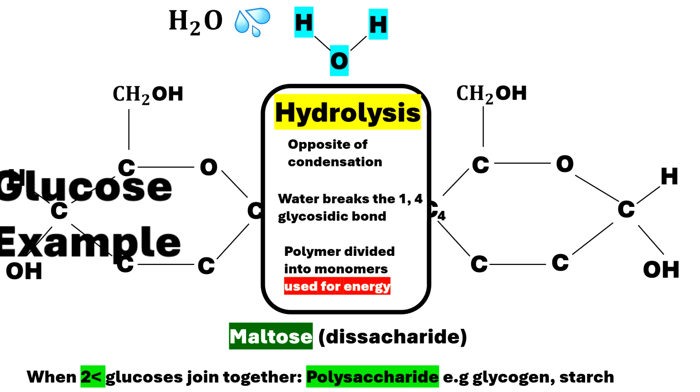Hydrolysis is going to happen. Remember, monosaccharide, 1. Disaccharide, 2 of these. Polysaccharide, 2 or more of these. Now, monosaccharides are what we use for energy. Let's look at different examples.